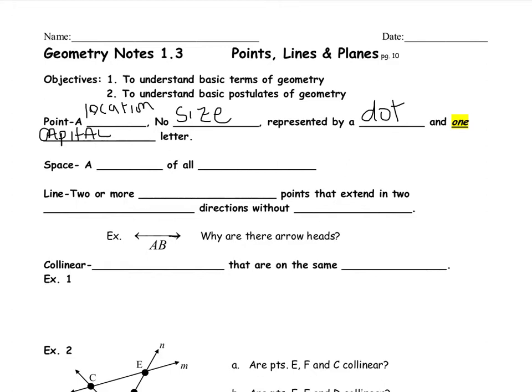And then that brings us to what space is. Space, in this instance, is a set of all points. So if you take all the points in the world and put them together, that's what space is, kind of like all the stars. Now, a line is two or more points that extend in two opposite directions without end. So two or more points. Now these definitions build upon each other, so it's important to know what they all are.